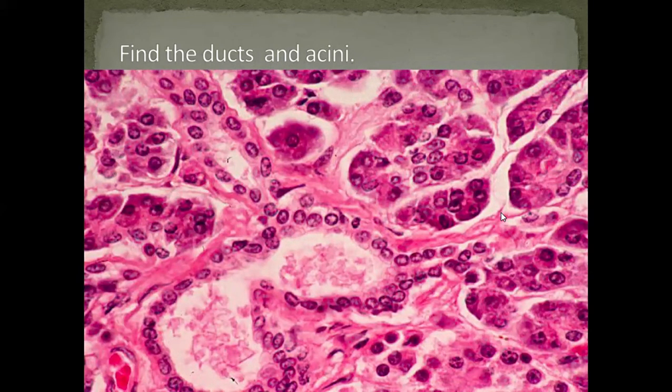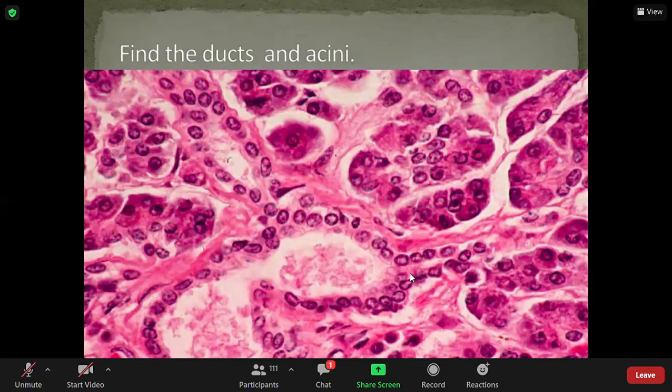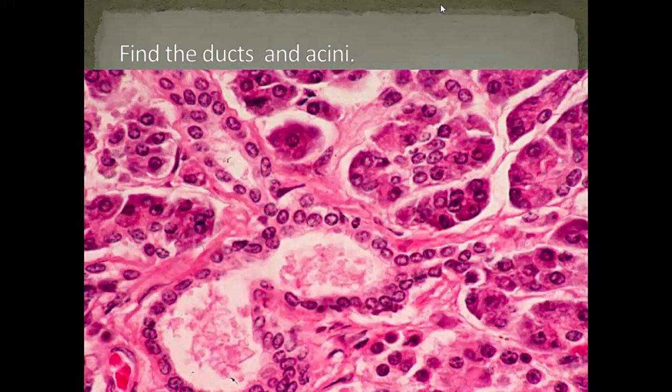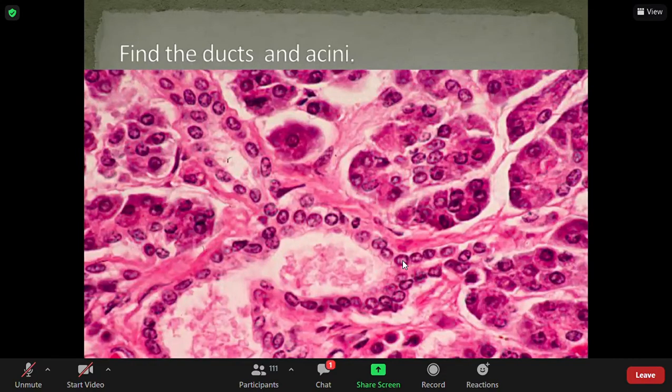I'm not sure, Doc. Okay, let's try. Just try. The duct. The clue: the ducts are a passageway, they are the excretory way. So there is a passage. That's your ducts. The acini are the secretory portion, so they are close to each other. Just try it. I'll try the duct.